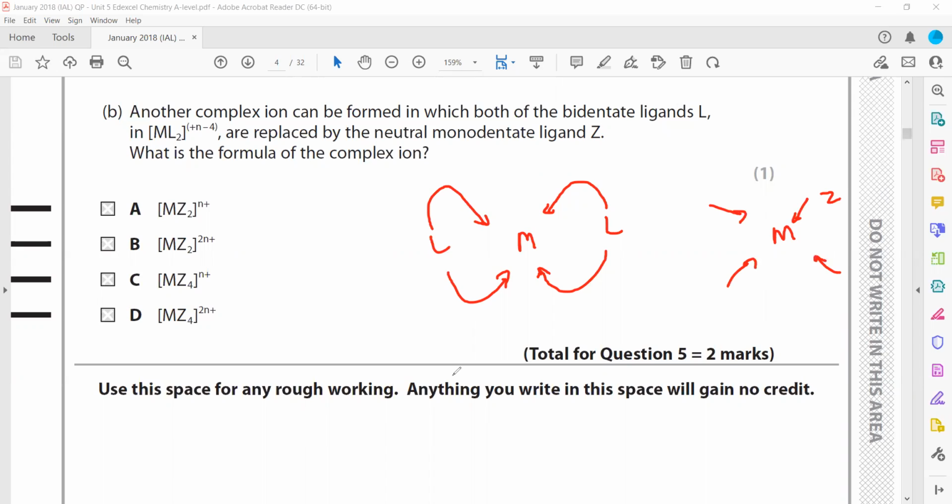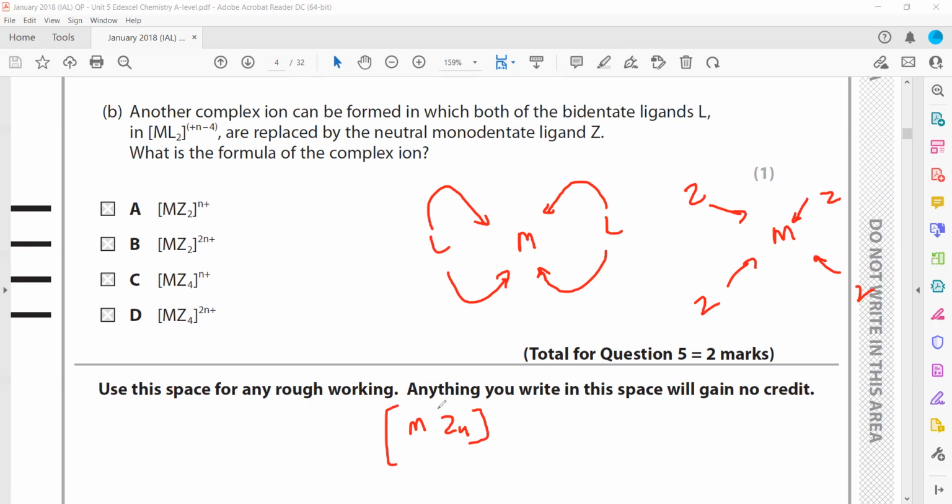The number of dative bonds does not change. Only the number of ligands attached will change. So if bidentates are replaced by monodentates, how many monodentate will be attached? It will have 4 monodentate ligands. So this will be Z, this will be Z, this will be Z, and this will be Z. And what is the formula of this complex? It contains metal and 4 monodentate ligands.